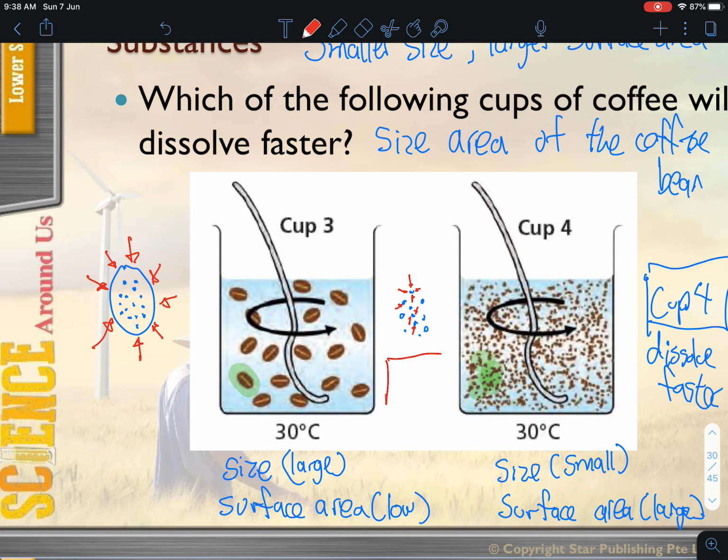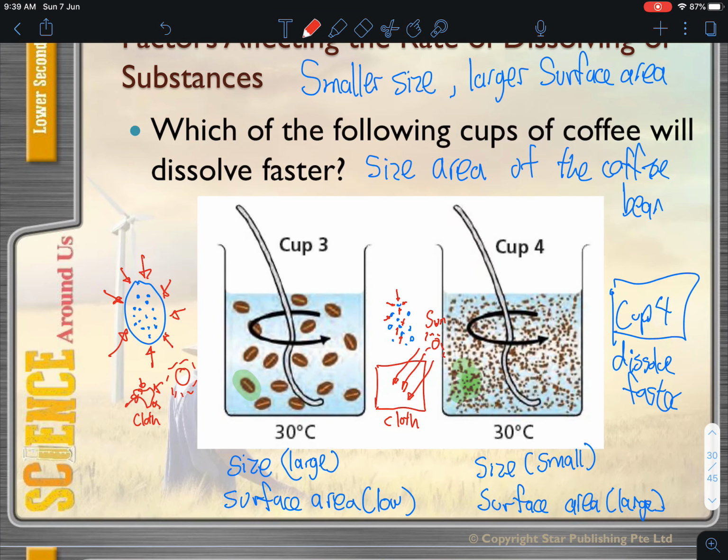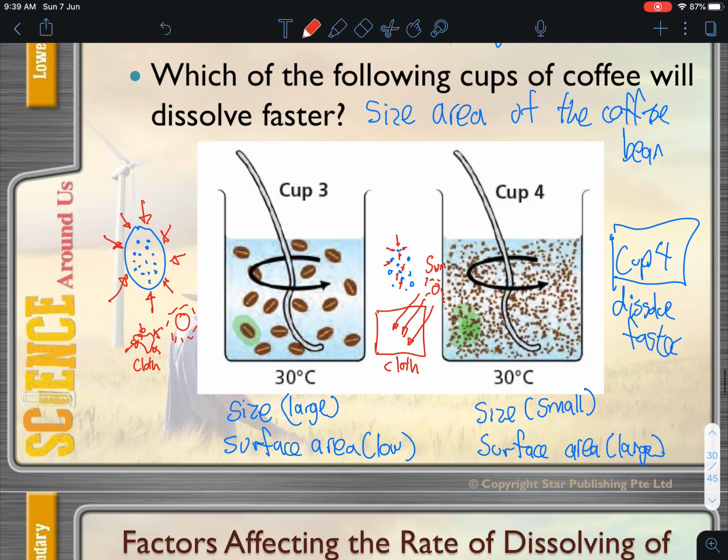You actually let it open, and so the sun is able to shine throughout the whole cloth. As compared to over here, you have a crumpled cloth, where you are only exposed to the outer one, and the inside structure, which is hidden away from the sun, is not able to dry out faster. So that's the main relationship between size, surface area, and rate of dissolving.